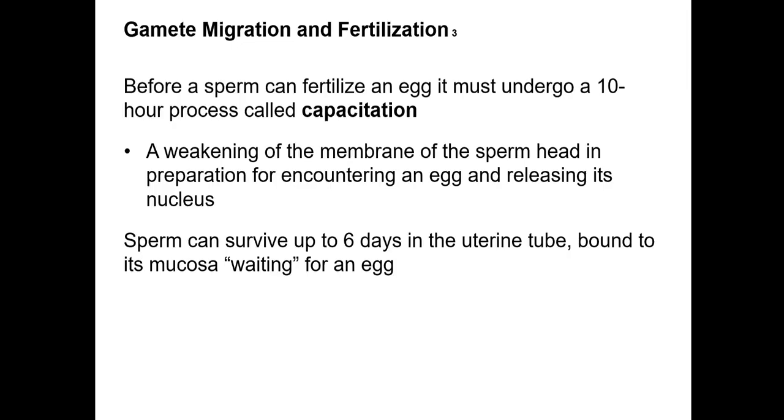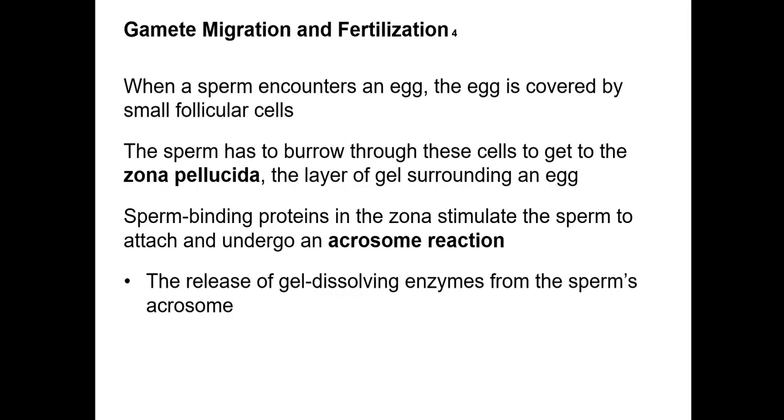So sperm cells are relatively stable along their journey. They can survive for up to 6 days in the uterine tube. So they can basically just stick to the mucosal lining of that uterine tube and wait for an egg to be released through ovulation. Now, ideally, you would want to have sexual intercourse between 2 to 3 days of ovulation. That would give you the best chance for pregnancy to occur. But in an ideal world, sperm can survive for up to 6 days in that uterine tube.